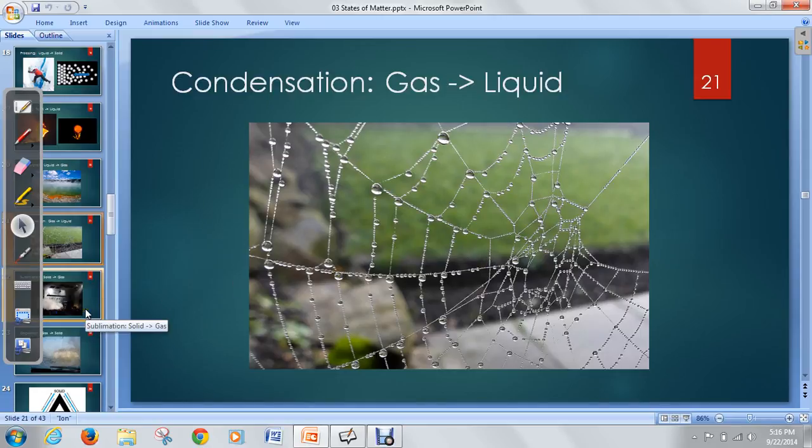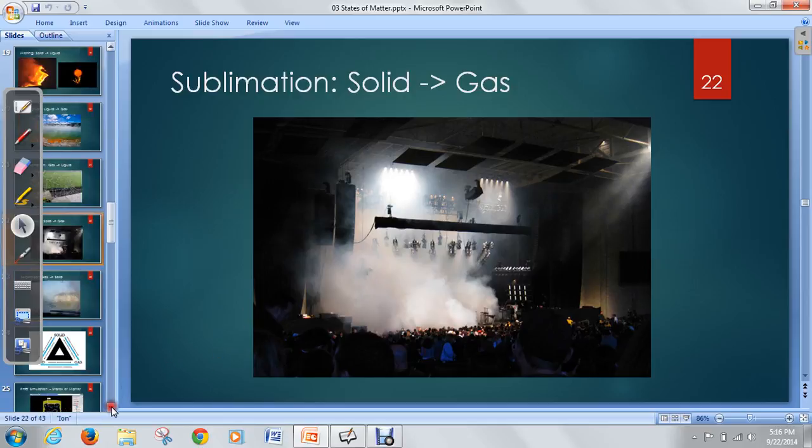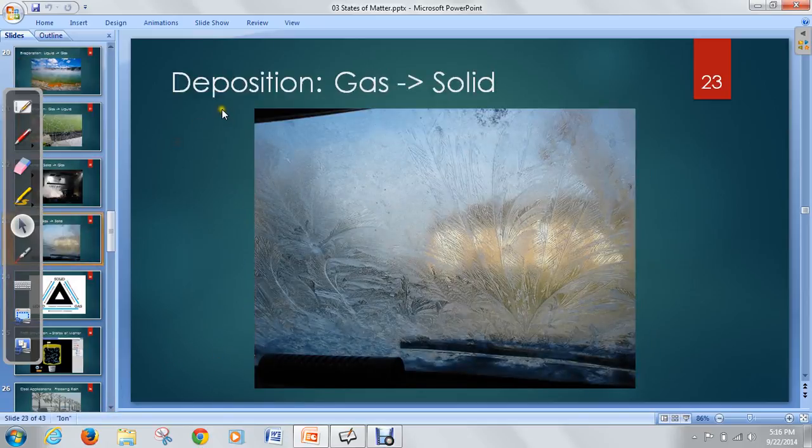Then we have a couple of special states which you may not have heard before. One of them is sublimation, which is when a solid goes directly to a gas. If you've seen dry ice or a fog machine, you'll see this. They have a solid that goes directly to a gas without taking its liquid form. Then you have the other direction, which is deposition, which is when gas goes to a solid. If you've ever seen frost on your windshield, that's an example of deposition.